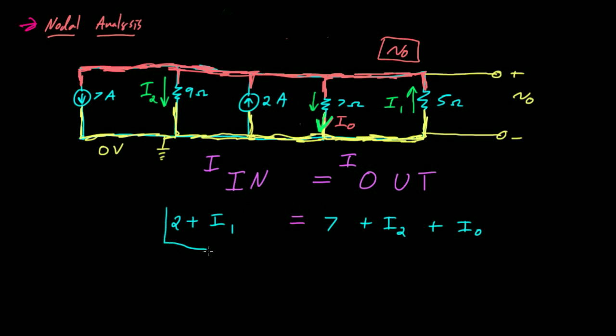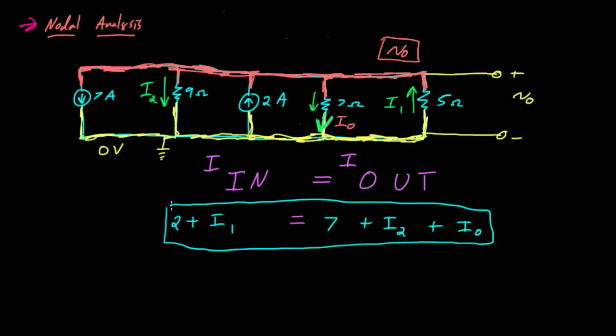So this is the first stepping stone in doing nodal analysis. We've written the big equation for nodal analysis: that the current that goes into our node V0 equals the current that goes out of our node V0.